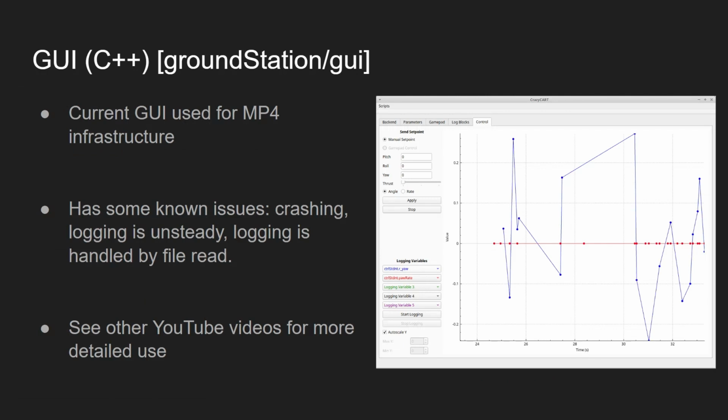Currently, the logging is handled by a file. A path is sent back from the adapter, and then the GUI opens that file and reads points from it. We think this may be causing some slowdown issues, but that will come in a future slide. Another big issue is dropped set points.